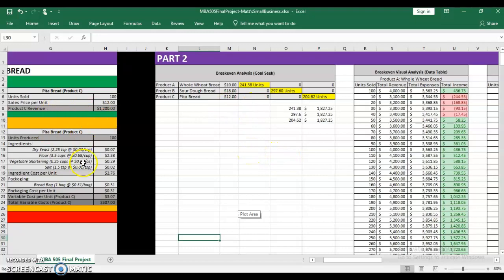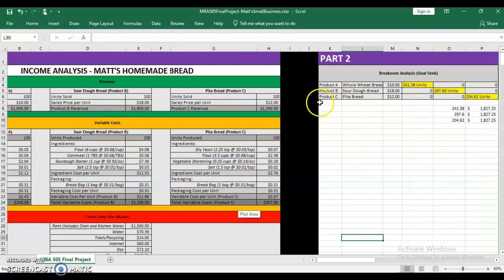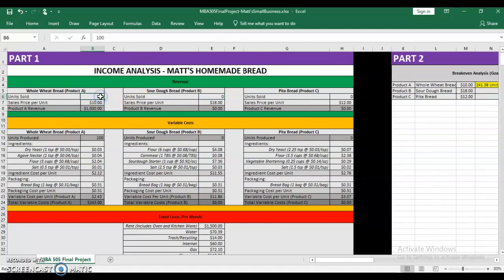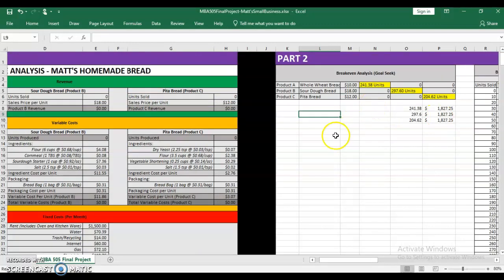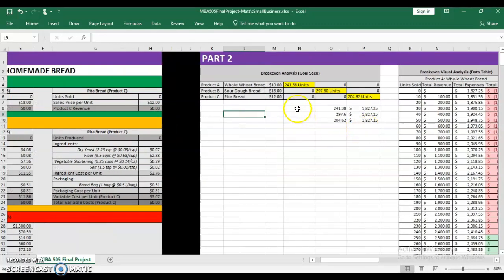The next part that I did was a break-even analysis. Using this income analysis, I first set everything back to 0. If I set everything to 0 and did a break-even analysis using GoalSeek, I'm able to break even by making 241.38 units of whole wheat bread with everything else at 0, 297.6 units of sourdough bread with everything at 0, and 204.62 units of pita bread with everything at 0.